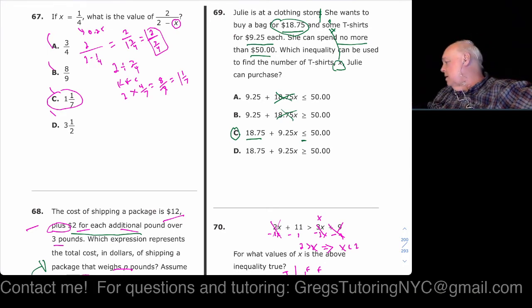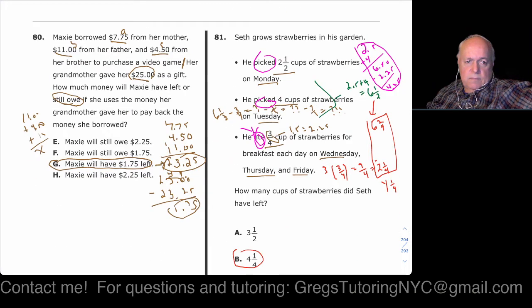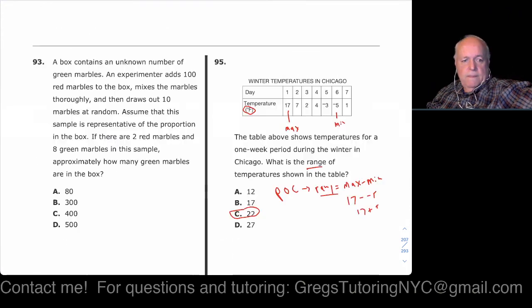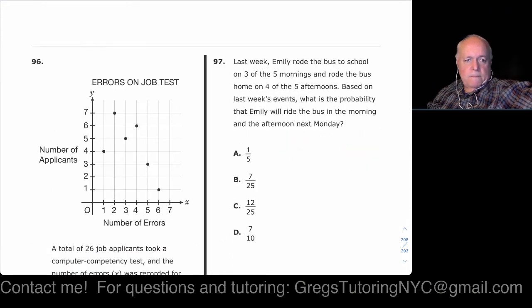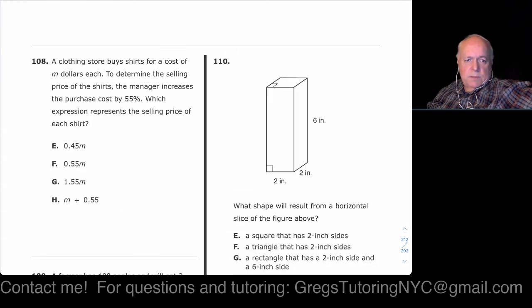And the next one, I think, that was an algebra question, was 107. Just be careful with your inequalities. Whoops, we just skipped that.